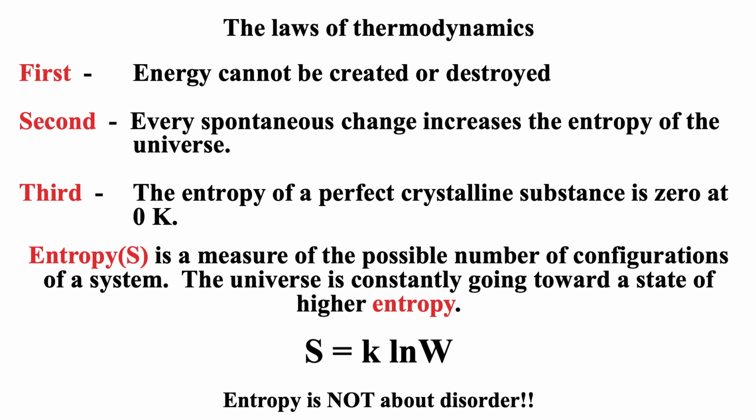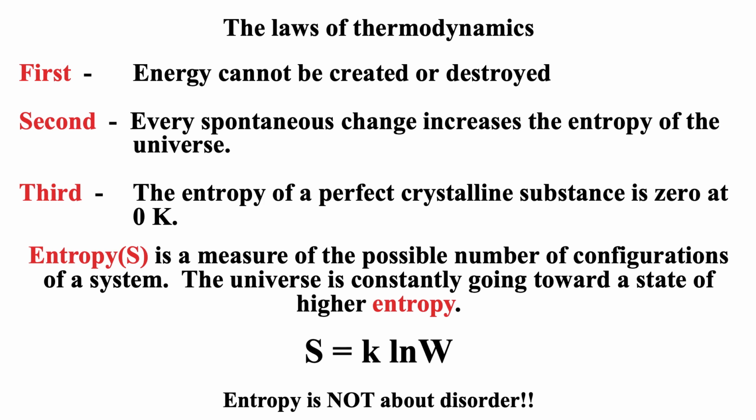And so entropy is a measure of the possible number of configurations of a system. And again, the universe is constantly going to a state of higher and higher entropy. And so it's best to think about entropy using this equation. S, entropy, is equal to k, Boltzmann's constant, times the natural log of W, where W is the number of configurations. Now, some of you may have been taught that entropy is a measure of disorder, but entropy is not about disorder. Disorder cannot be quantitative.